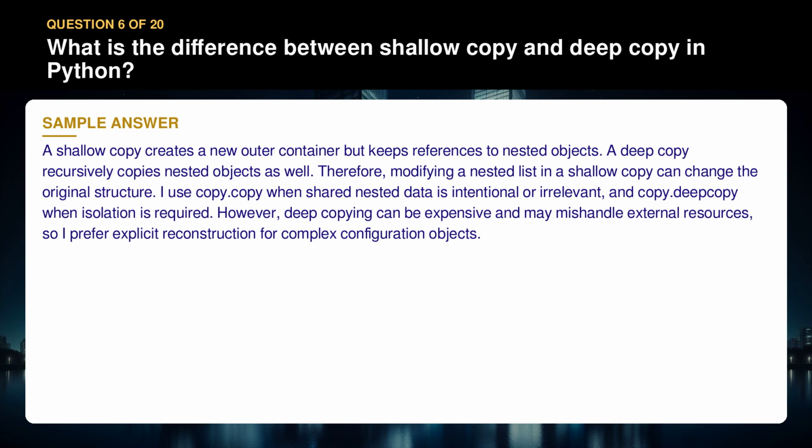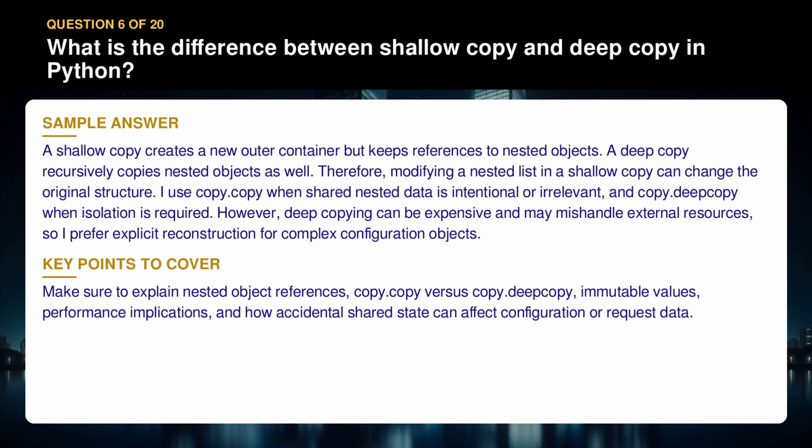However, deep copying can be expensive and may mishandle external resources, so I prefer explicit reconstruction for complex configuration objects. Make sure to explain nested object references, copy.copy versus copy.deepcopy, immutable values, performance implications, and how accidental shared state can affect configuration or request data.